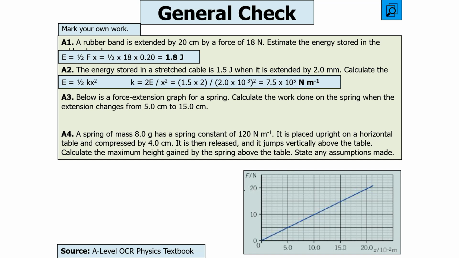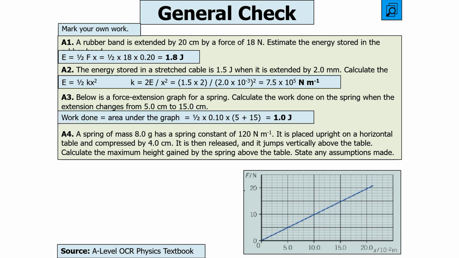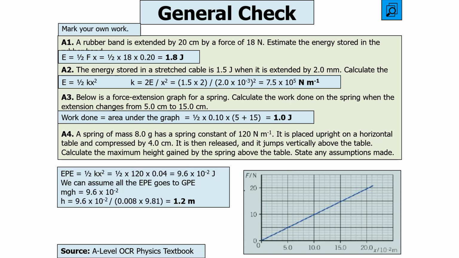We can see that in our force extension graph, the work done is the area under the graph. So you can see from 5 centimeters to 15 centimeters, it's a half times 0.10 times 15 minus 5, which is 10. So it gets to be 1 joule. The next question, we can say that the elastic potential energy is a half kx squared, so it's a half times 120 times 0.04, centimeters into meters, so it's 9.6 times 10 to the minus 2 joules.